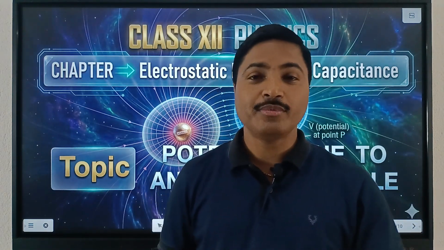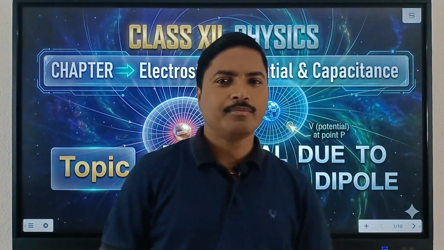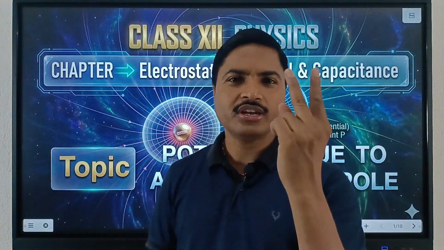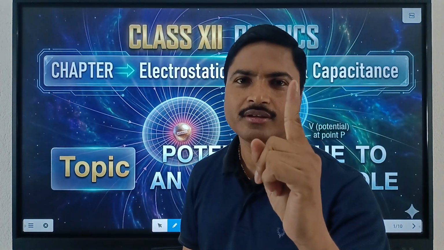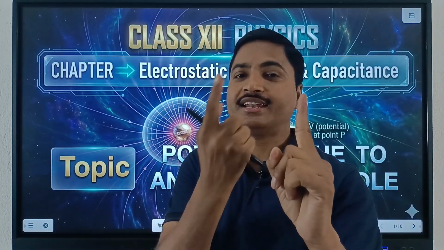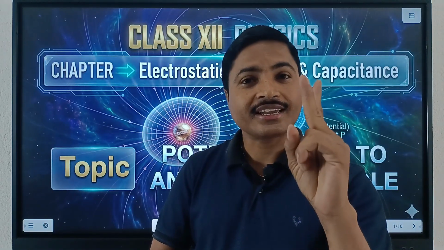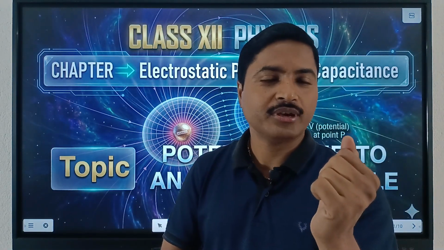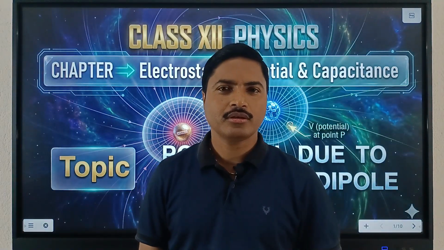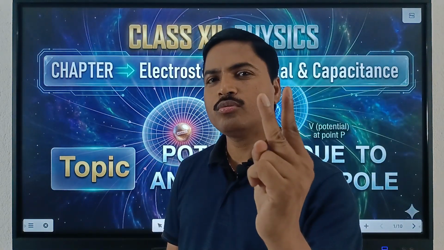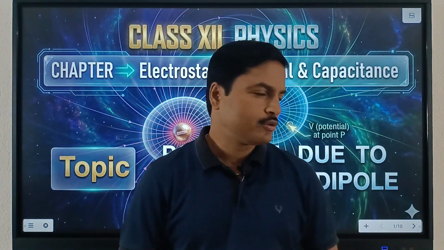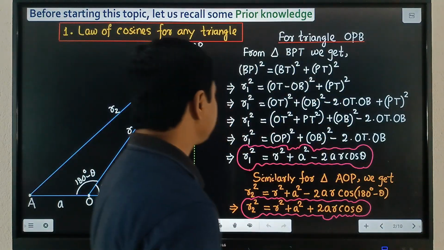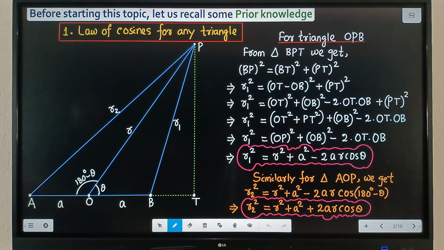Clear? Before discussing this topic, first we will discuss only two mathematical formulas or theorems. First one is the law of cosine for any triangle. Second one is the binomial theorem, because in this topic we apply these two mathematical formulas. So the first mathematical formula is the law of cosine for any triangle. What is the law of cosine?